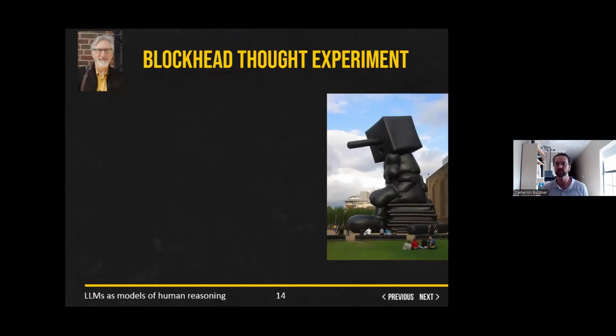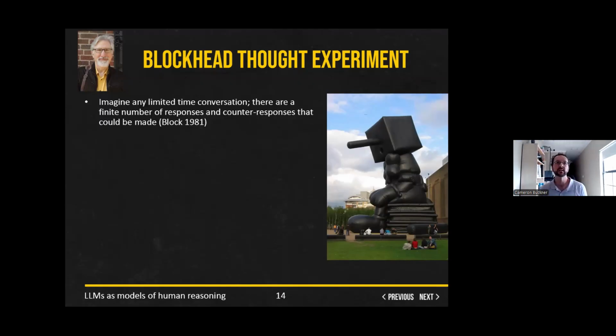Now, let me give you a very general, philosophically august reason to be suspicious of pure performance tests as showing you that these models reason. I like to appeal to this thought experiment from the 80s by philosopher Ned Block. We now call it the Blockhead thought experiment. And the thought experiment goes like this.